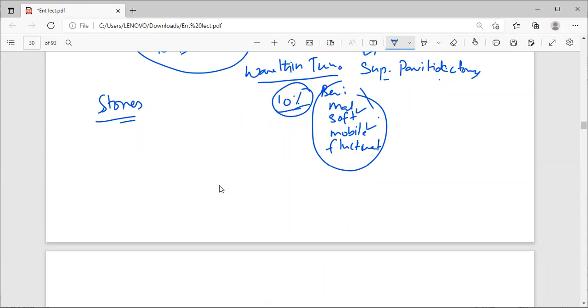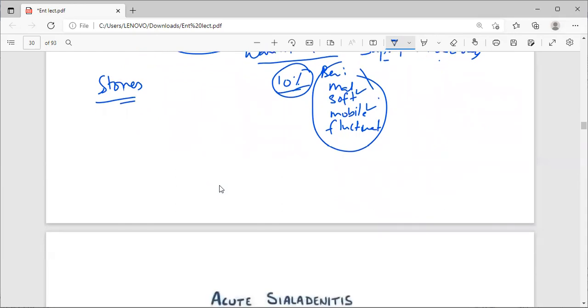Okay. Let's talk about the submandibular. Now, what is the submandibular? I told you they have a mixed secretion. They are serous plus they secrete mucus. So the submandibular glands are located below the mandible, and they produce serous plus mucus.